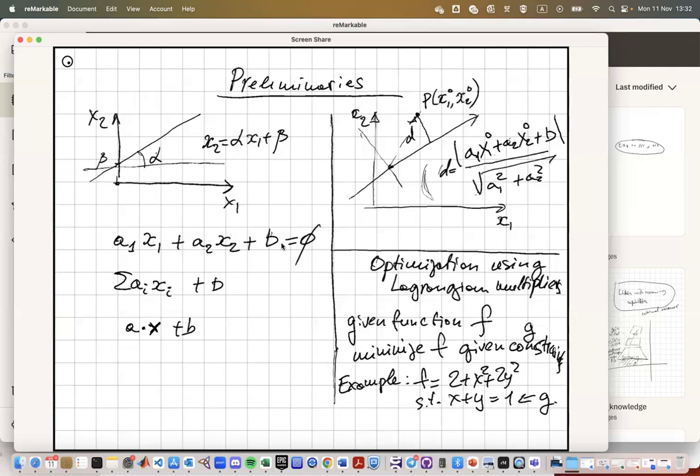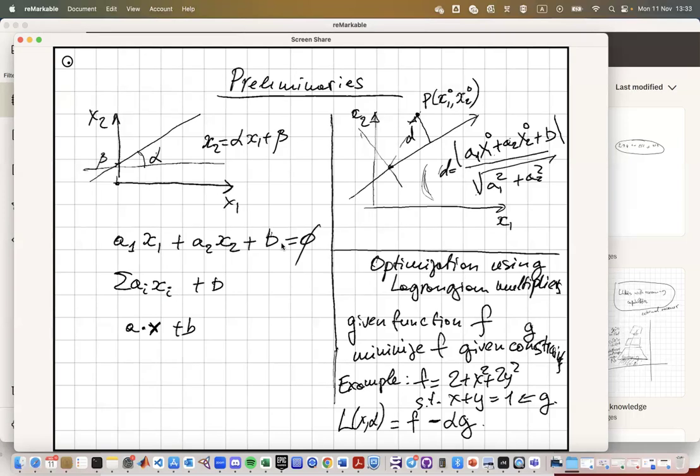So in essence, you construct the following formula. So Lagrangian, which is a function of both the original function and the constraints. So, of x and alpha, which is f minus some coefficients and your constraint function.